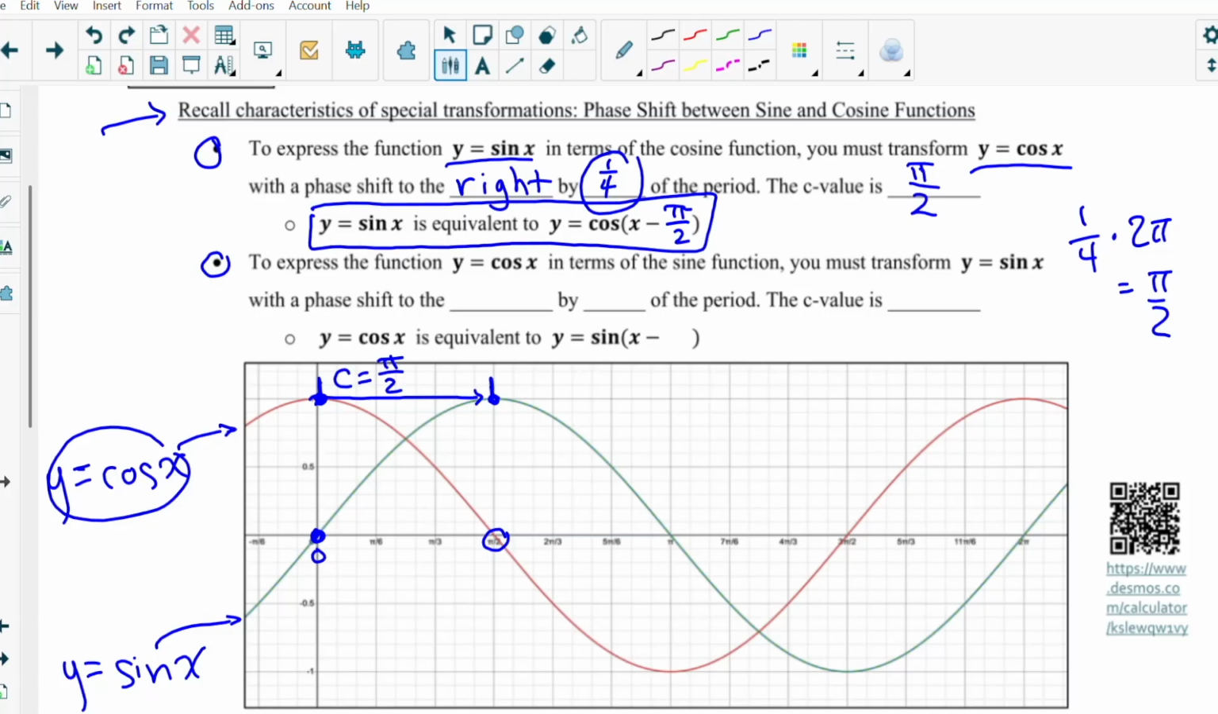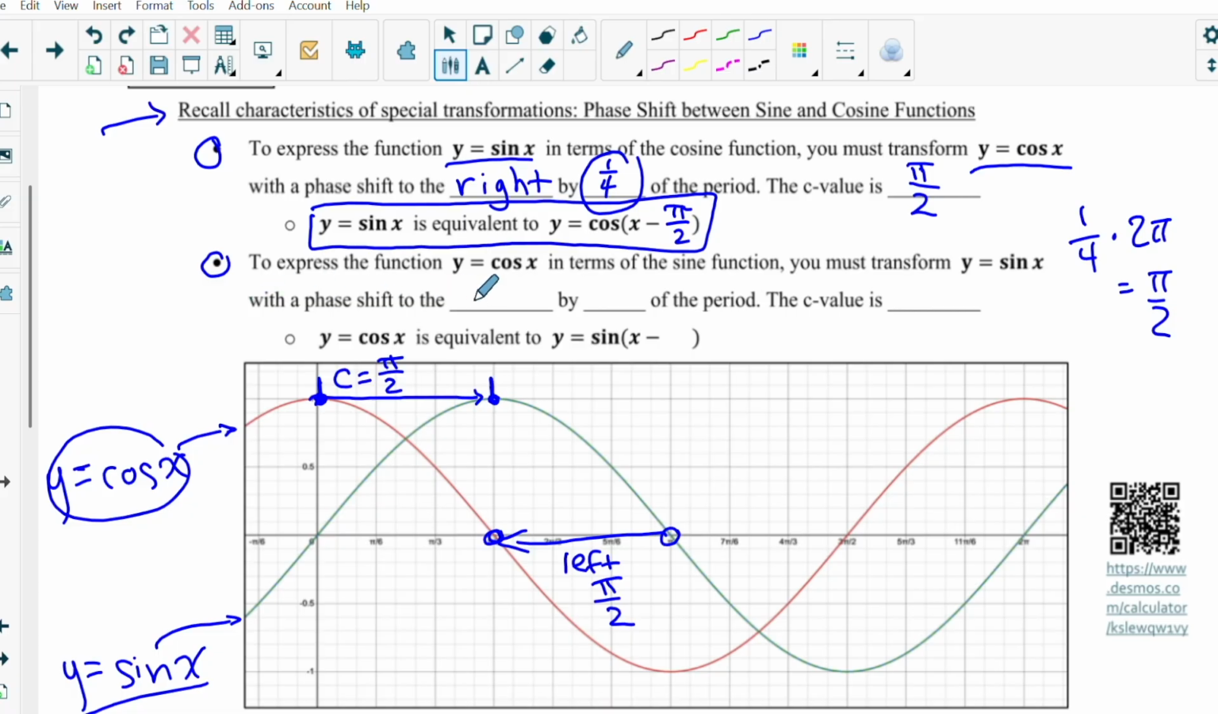To express the function y equals cosine of x in terms of the sine function, you must transform y equals sine of x with a phase shift to the, well, let's take a look at this. If I start here, this is my sine function. I want to make this graph the same as cosine, but I want to rewrite it in terms of sine. What sort of phase shift do I need? So here's cosine. I need to go this way. This is to the left, and this is by pi over 2 radians.